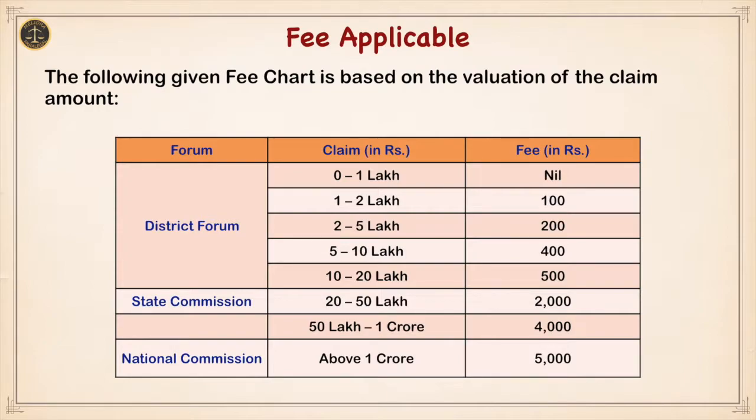Above 20 lakh, you need to file your case in a state commission. So, from 20 lakh to 50 lakh, the fee is 2,000. And from 50 lakh to 1 crore, the fee is 4,000. And above 1 crore, you need to file your case directly in the National Commission, whose fee is 5,000.